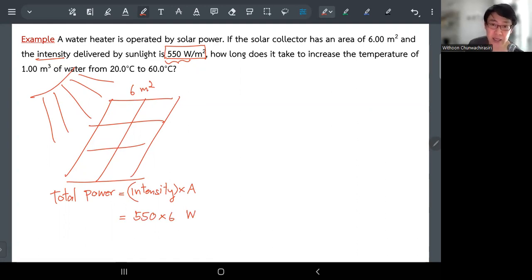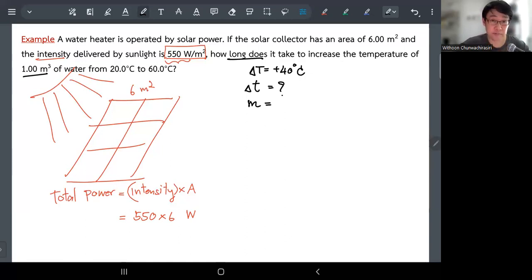Now, how long does it take to increase the temperature of a cubic meter of water from 20 to 60 degrees Celsius? So the known information is the temperature change is definitely positive 40 degrees Celsius. That's fine. No big deal. Now, what you want to know is how long does it take? So you want to know time. So let me call delta small t over here. Now, do you know the mass of the water? Well, no big deal. It's a cubic meter of water. What should be the mass of water if you have a cubic meter of water?